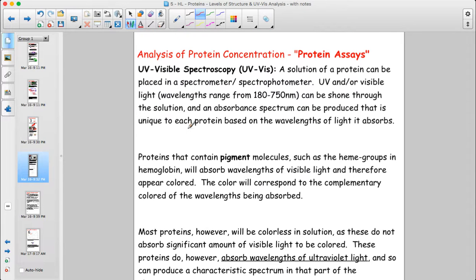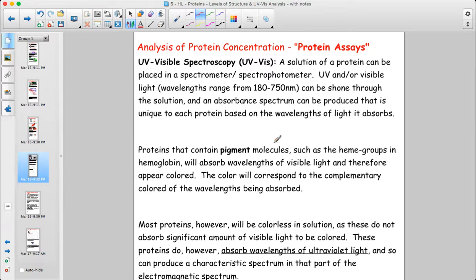But what is part of the biochemistry topic now is this technique known as UV visible spectroscopy, or UV-vis, it may be abbreviated as. So a solution of protein can be placed in a spectrometer or spectrophotometer, a colorimeter, something along those lines, and you pass light through it. So it could be UV and visible, or just one of those, shone through the sample, and the exact absorbance of that sample can be used to identify proteins, because it can be unique for each protein, but then it can also be used to figure out how much protein is in the sample based on how much of the light gets absorbed and how much gets through.